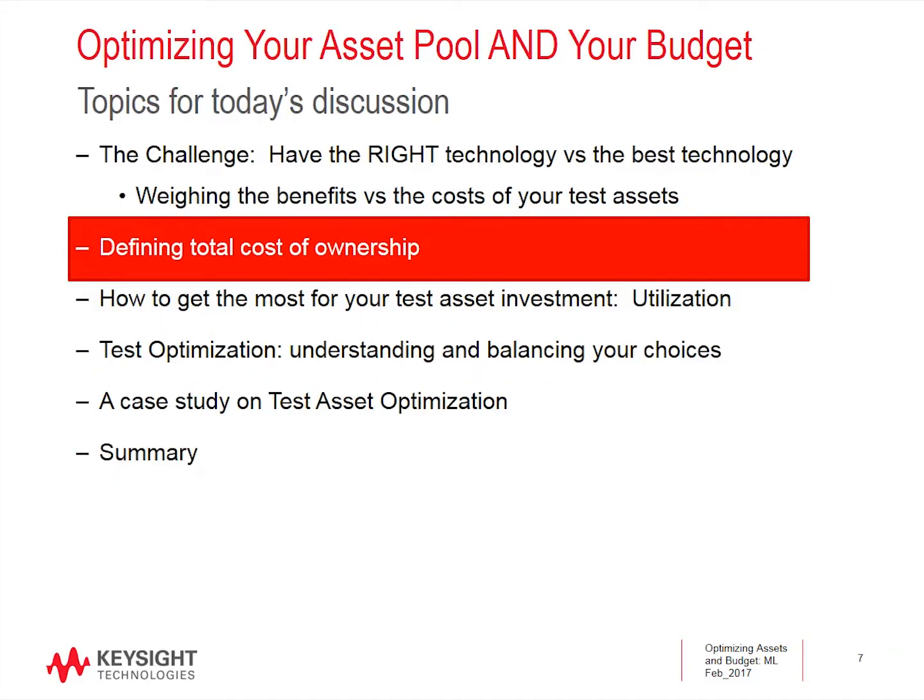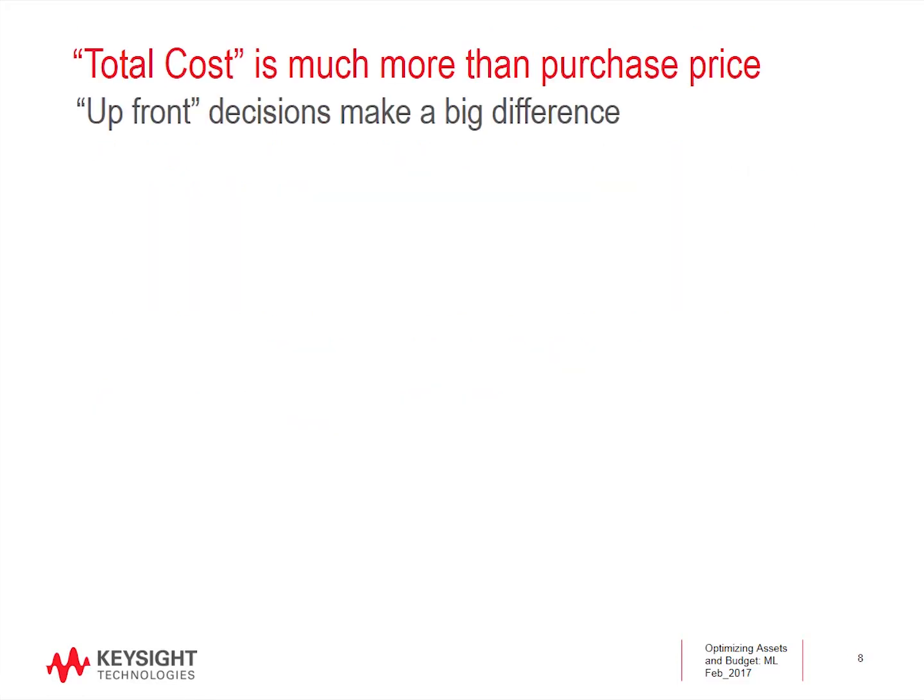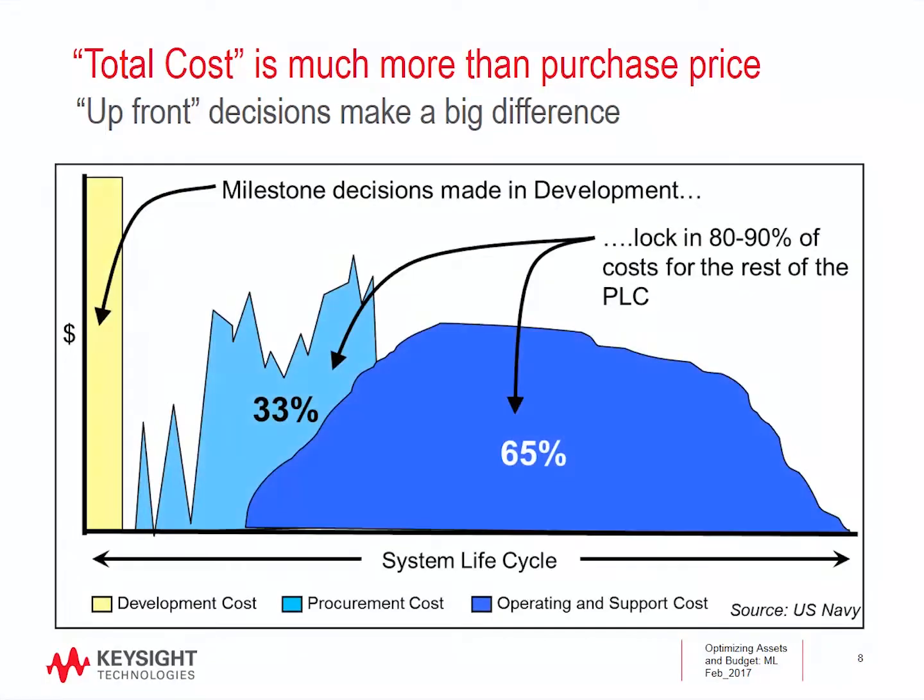Let's spend a few minutes discussing the concept of cost of ownership. As the title of this slide suggests, the total cost of ownership is actually quite different than just the price of the product you're buying, and it should be a key consideration for any major procurement. This chart shows a study conducted by the U.S. Navy with assistance from the GAO for a new stealth destroyer.